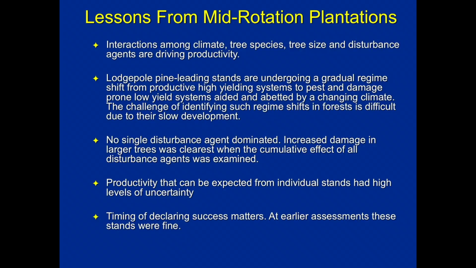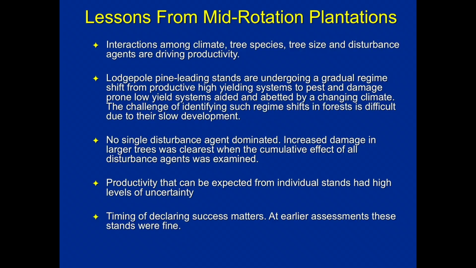So interactions among climate, tree species, tree size, and disturbance agents are driving productivity. Lodgepole pine leading stands are undergoing a gradual regime shift from productive, high-yielding systems to possibly pest and damage-prone, low-yield systems, aided and abetted by a changing climate. I don't want to overemphasize this, but I do find this kind of troubling, and if this is actually going on and it's very slow, we need to be picking up on it.